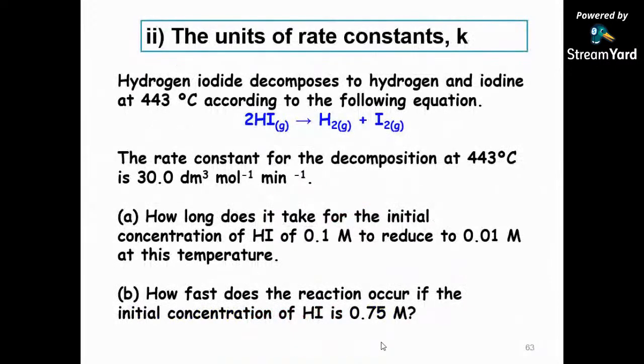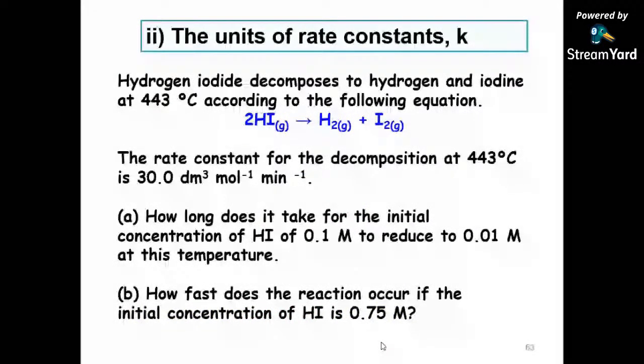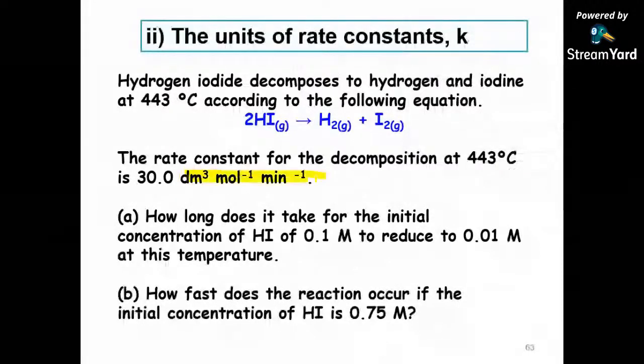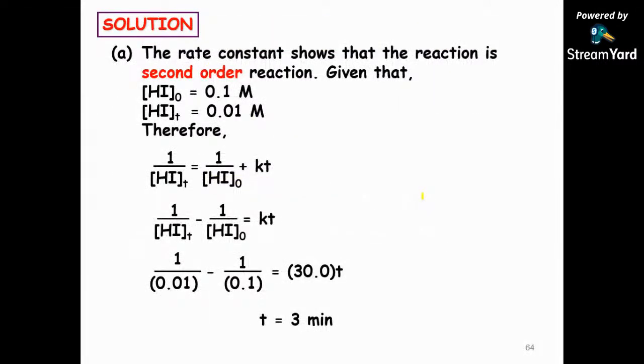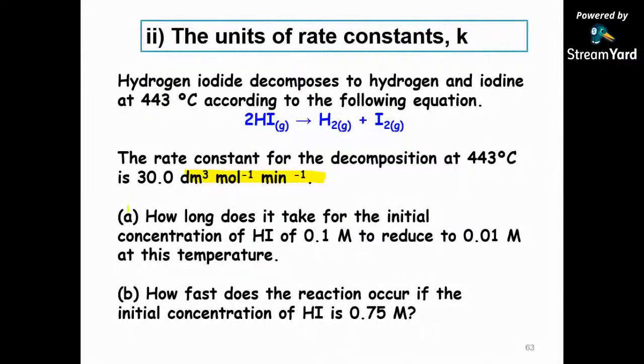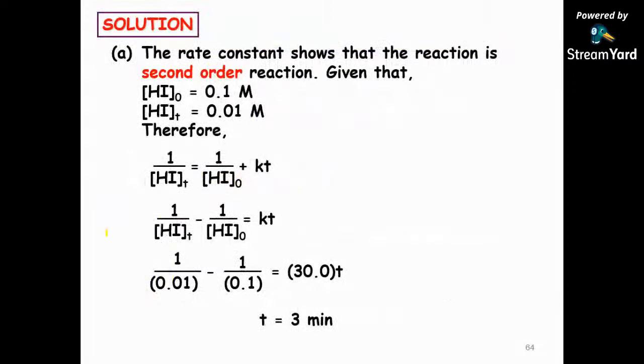Simple. Now I can skip this already because, as I mentioned, never mind, check. Supposedly it's mole per dm cube, but this one is dm cube per mole, meaning that it's per molar per minute. So from here, I know this is second order. Based on the unit over here, I know this reaction is second order. So that's why for question A and B, you have to use the second order formula. This is the formula for second order. Substitute: formula, substitute, final answer with correct unit.